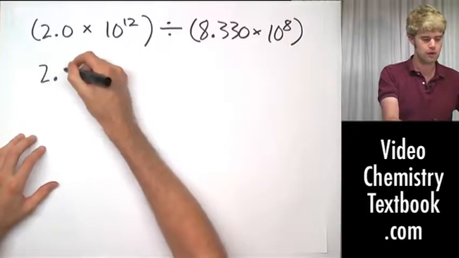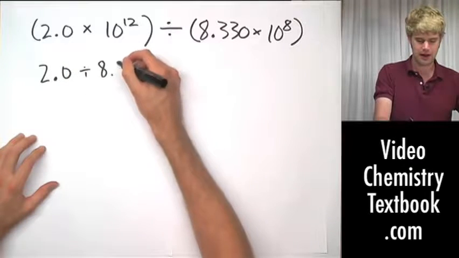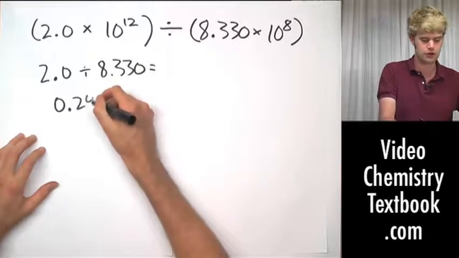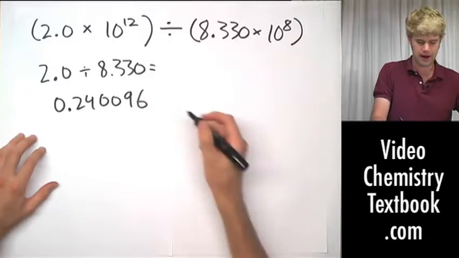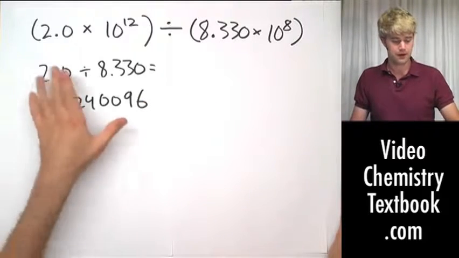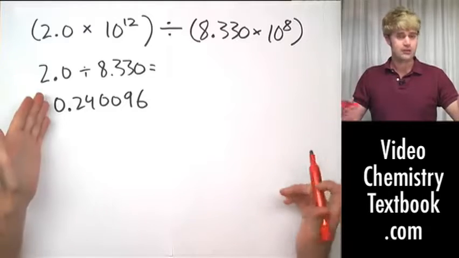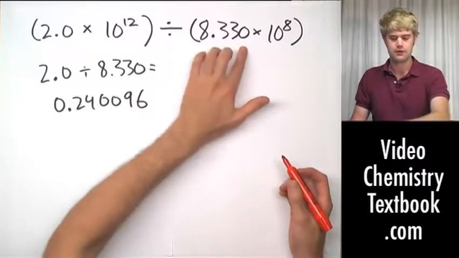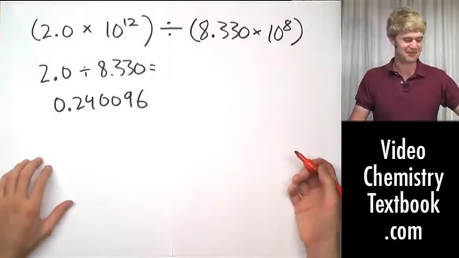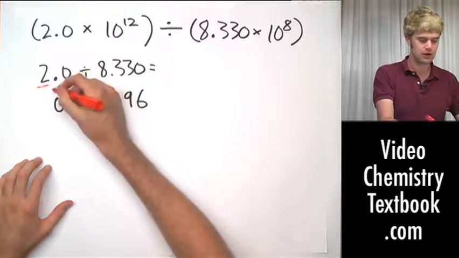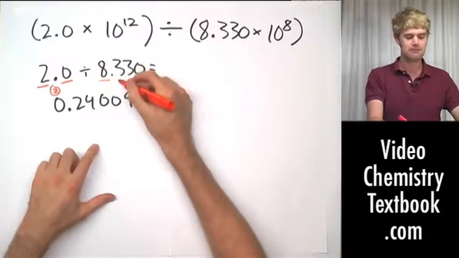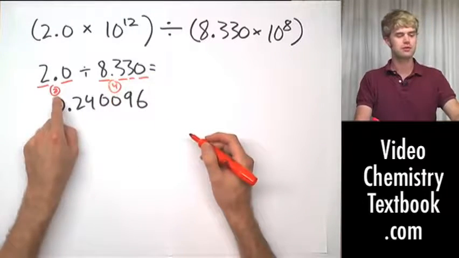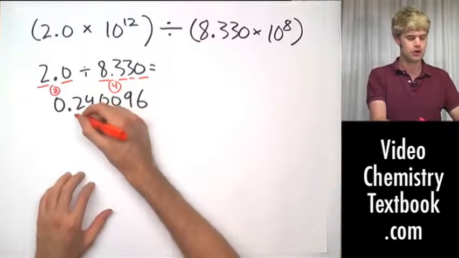So 2.0 divided by 8.330. And when I do that math, I get 0.240096. That's the first part of this. Now, significant figures. How do we round this? We pay attention only to the significant figures that are in the mantissas of these numbers. So 2.0, 2 significant figures. 8.330, 0 coming to the right of a decimal place, 4 significant figures. We round to the lower number of these, so 0.24.